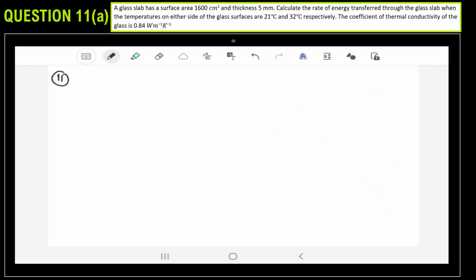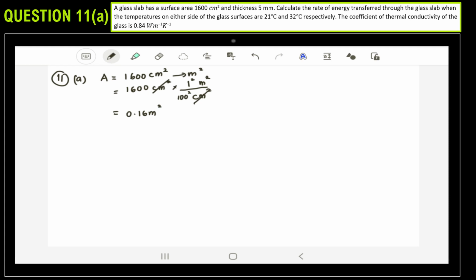Okay, question 11a. So we have a glass slab that has a surface area of 1600 centimeter squared. So A is equal to 1600 centimeter squared. If we change this to meter squared, remember how to change. Don't make mistakes. 1600 centimeter squared times, here we have centimeter squared and meter squared. So 1 meter is 100 centimeter, everything must be squared. So you can cancel this, and 1600 divided by 100 squared is 0.16 meter squared.